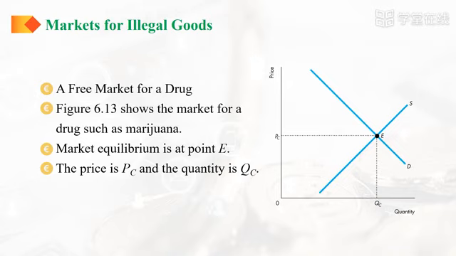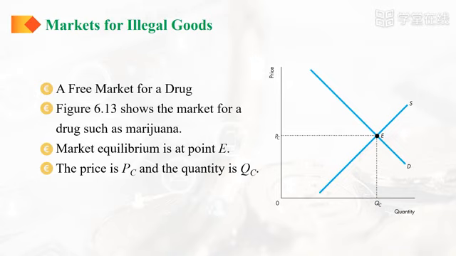Figure 6.13 shows the market for a drug. The demand curve D shows that, other things remaining the same, the lower the price of the drug, the larger is the quantity of the drug demanded. The supply curve S shows that, other things remaining the same, the lower the price of the drug, the smaller is the quantity supplied. If the drugs were not illegal, the quantity bought and sold would be QC and the price would be PC.